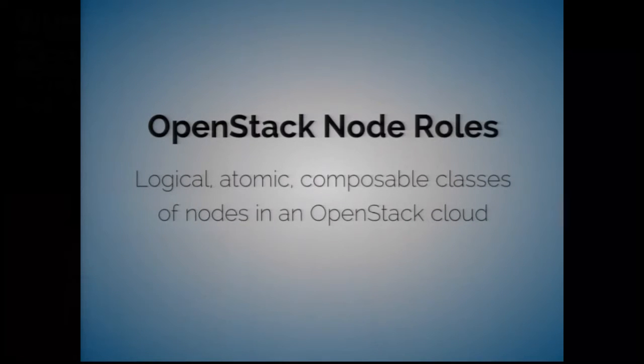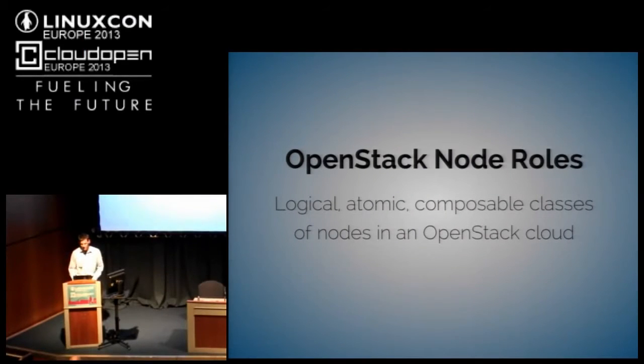So from this logical overview of the OpenStack architecture, what follows is the concept of node roles, and node roles are sort of logical, atomic, and composable classes of nodes in an OpenStack cloud. They're atomic because they're usually not broken down further. They're composable because it's very common for a single node to have multiple of these roles. Depending on your scale-out requirements, you may then scale them out across multiple physical boxes.